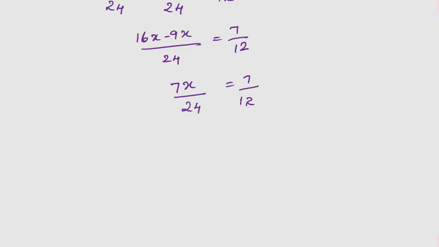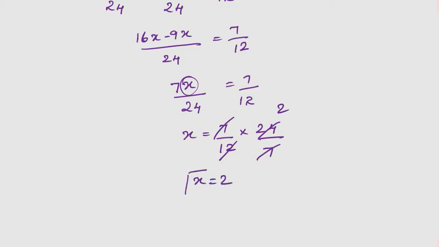We need the x value, so let us keep x in the LHS and the remaining terms to the RHS. So x is equal to 7 divided by 12, and here it is 7 divided by 24. When it goes to RHS, it becomes 24 divided by 7. 7 and 7 will get cancelled and 12 and 24 will get cancelled by the number 2. So therefore x value is 2.